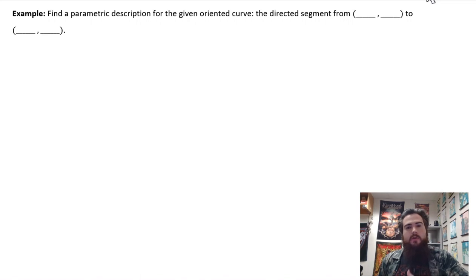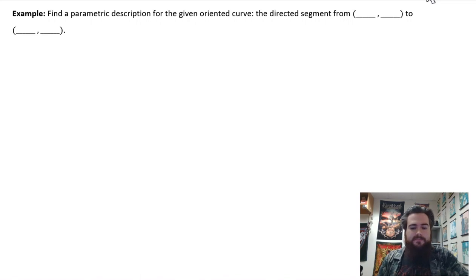In this example, we are tasked to find the parametric description for the given oriented curve, a directed line segment from one point to another. In this case, we are going to find a directed line segment from one point to another, and we're going to choose what two points we would like to use for this.